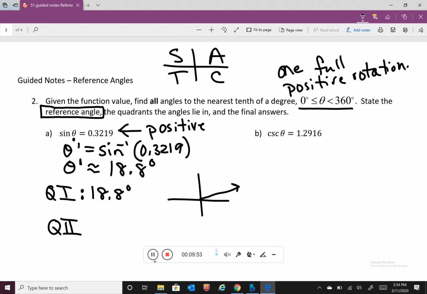Now the second answer lies in quadrant 2. So what we're going to do is take this reference angle and flip it right over the y-axis and get into quadrant 2. Notice this is our reference angle, but this is the angle we're trying to find that lies in quadrant 2. And so those two together add to be 180 degrees, so we need to find the difference between 180 degrees and our reference angle. So our second answer is 161.2 degrees.